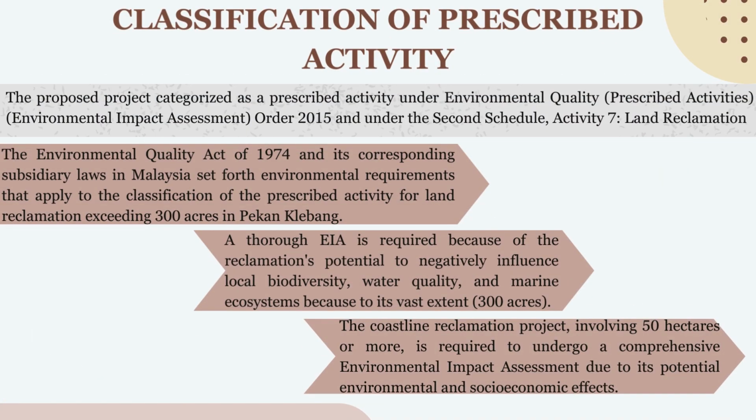Classifications of prescribed activities. The proposed project is categorized as a prescribed activity under the Environmental Quality (Prescribed Activities) Environmental Impact Assessment Order 2015, and it falls under the Second Schedule, Activity 7, which is land reclamation. A coastline reclamation project involving 5 hectares or more is required to undergo a comprehensive environmental impact assessment due to its potential environmental and socio-economic effects.